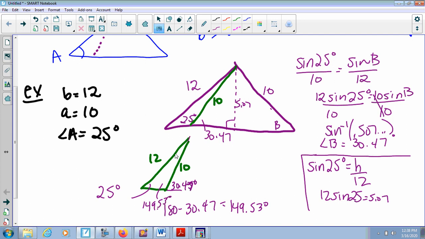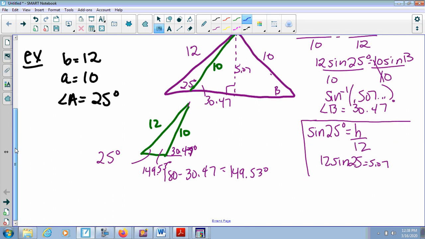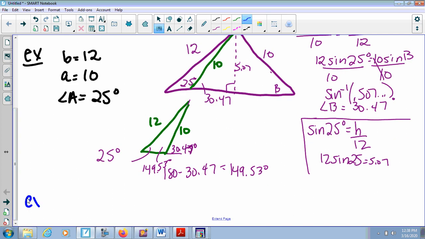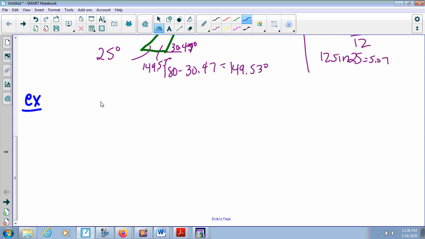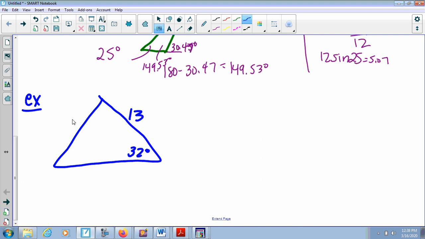Okay, so that was kind of confusing because I was going through all of the stuff, so I'll just do one more and just show you that once you know what to do, it's all pretty quick. Okay, so I'm going to do another one. I'll pick some numbers. I'll just draw the triangle. Let's say that this is 32 degrees, this is 13, and this is something smaller than 13, but not that small. Let's go with 9.